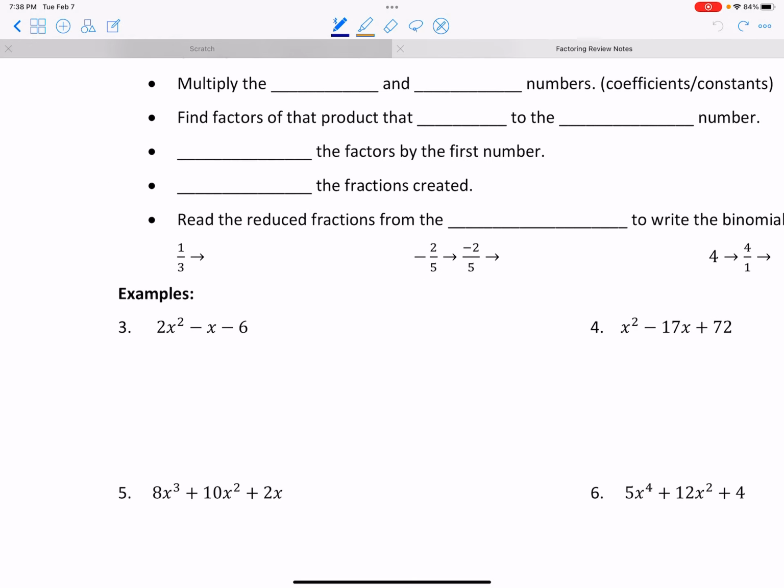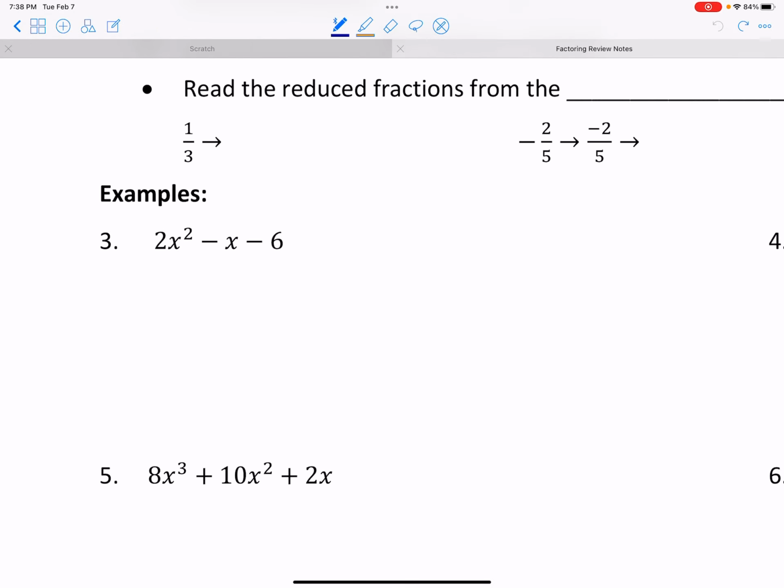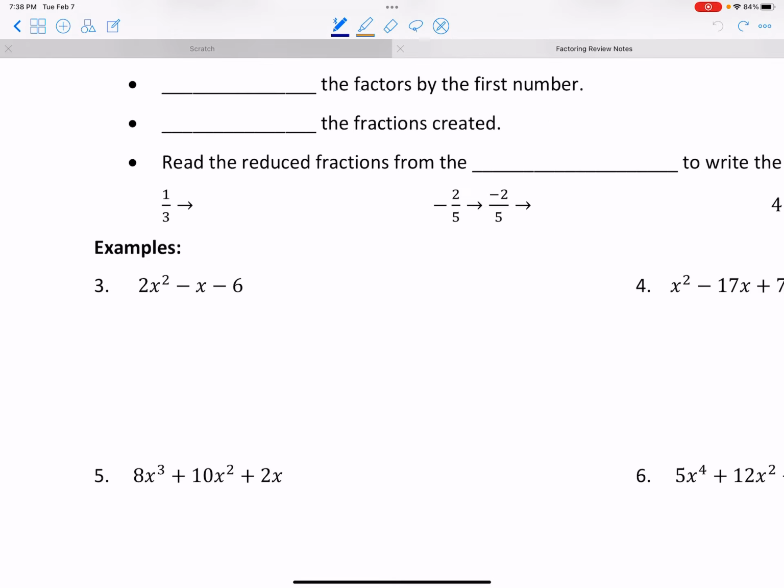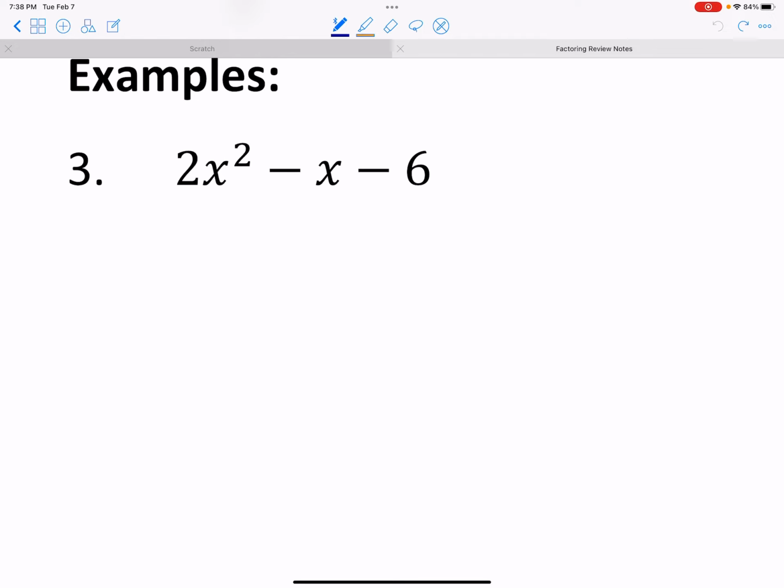So let me show it to you, and then I'll go back and put the steps in, okay? What we're going to do when we're factoring with bottoms up is start by multiplying our first number and our last number. So when I multiply 2 times negative 6, I get negative 12. And what I'm going to try to do is find factors of negative 12 that add to my middle number, which is a negative 1.